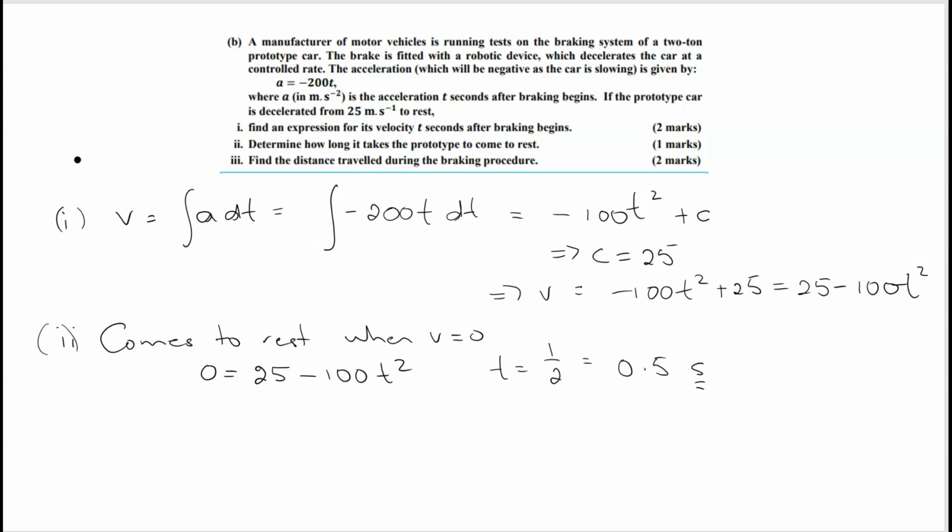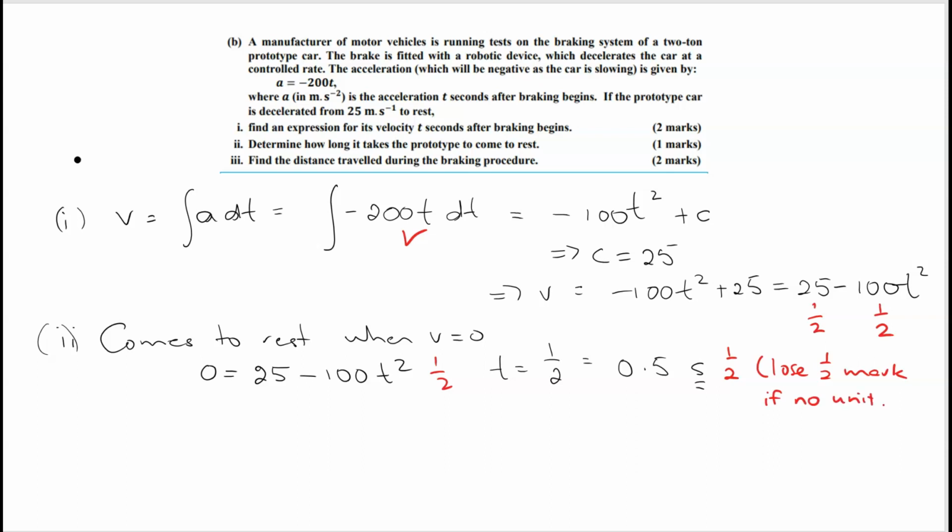So in this question so far, you get a mark for doing that, half a mark for getting the 25, and half a mark for the negative 100t squared. In the next question, you get a half a mark for saying that and a half a mark for that, but you lose half a mark if there's no unit.